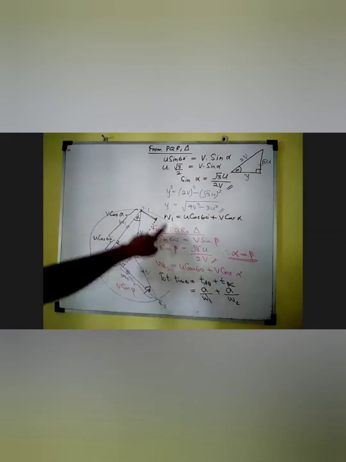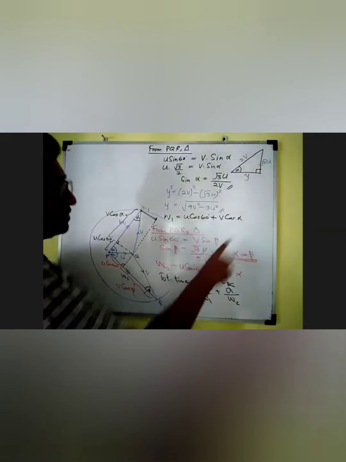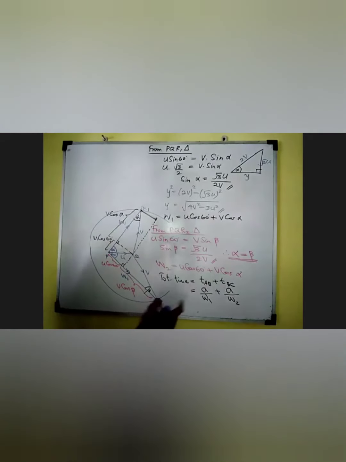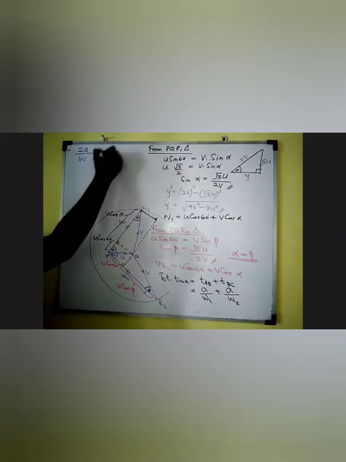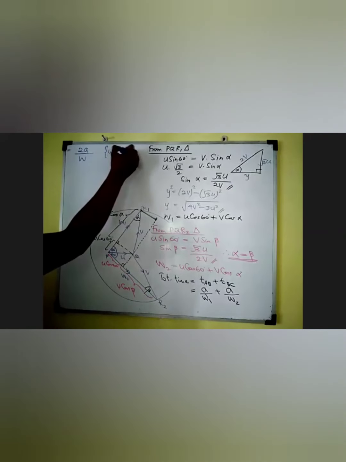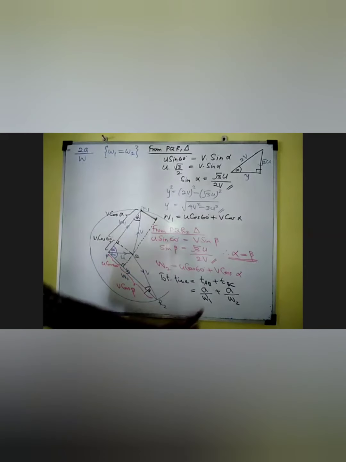No, don't take A out because both W1 and W2, they are equal. See, u cos 60 plus v cos alpha, u cos 60 plus v cos alpha, they are same. So you can write it as 2A over W1. The reason for that is W1 is equivalent to W2. We can have W2 as W1. So it is 2A over W1.